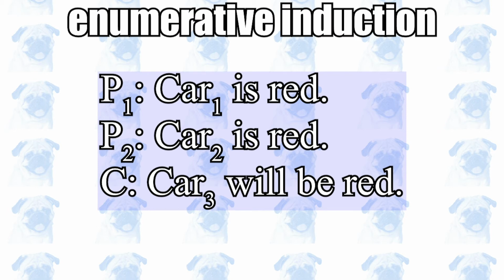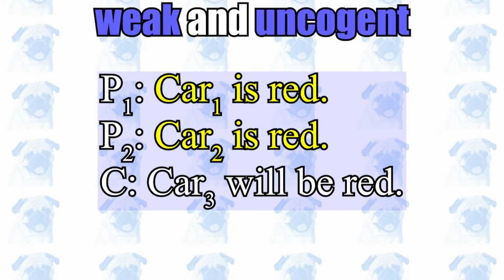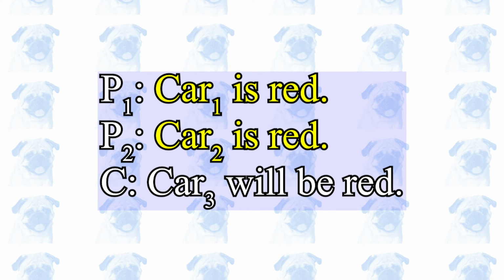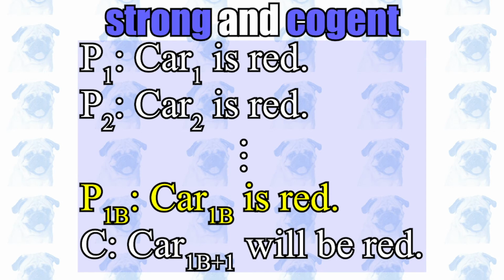It is another enumerative inductive argument. This argument currently presents only 2 observations, and I expect you to concur that it's very weak and therefore uncogent. However, like we did with the previous example, if we increase the number of observations to 1 billion, perhaps you will be more willing to accept the conclusion. After all, you could be in a mega factory that manufactures only red cars. In this case, this argument can be considered strong and cogent, but it's still invalid because there is always the possibility that the next car might be non-red, no matter how improbable.